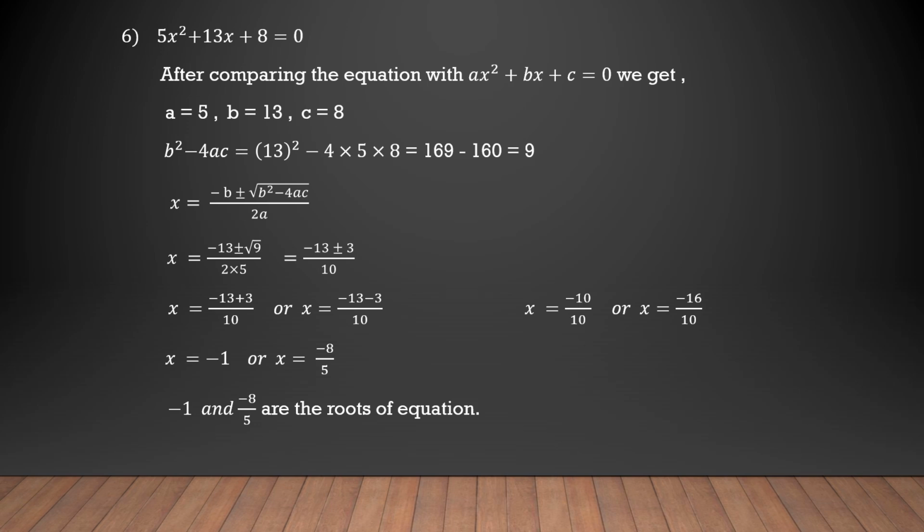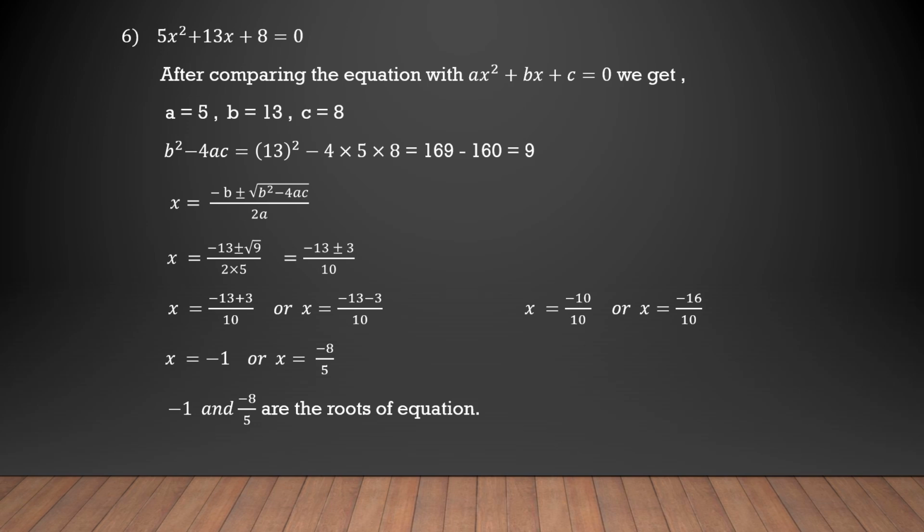Next equation, 5x square plus 13x plus 8 is equal to 0. So first we compare this equation with ax square plus bx plus c is equal to 0. So after that we get a is equal to 5, b is equal to 13 and c is equal to 8. Then we find the value of b square minus 4ac.